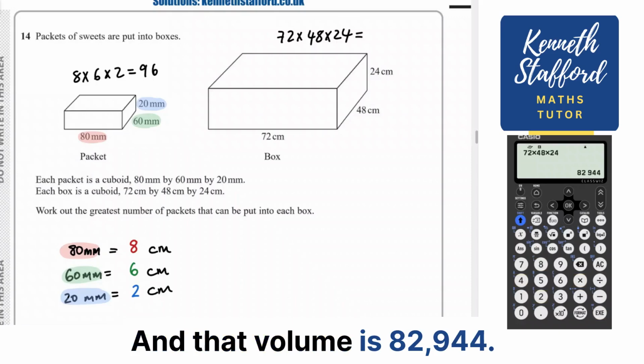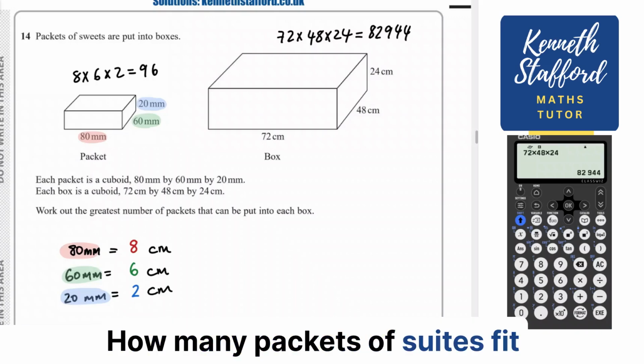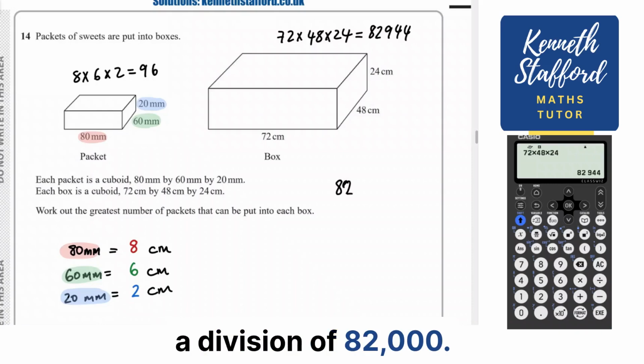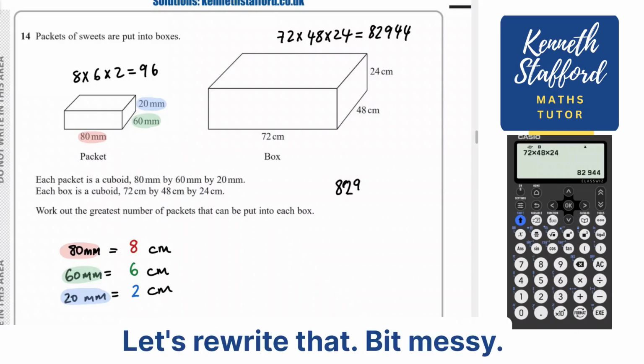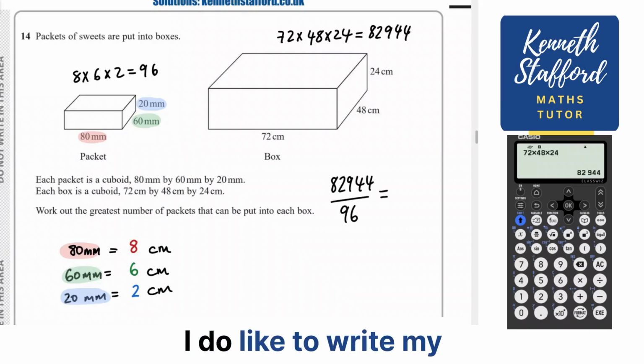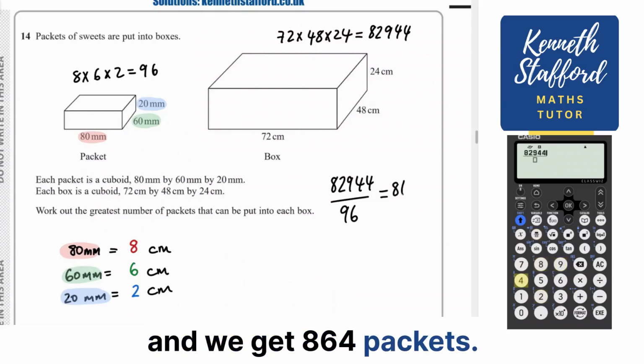And that volume is 82,944. So we could now figure out how many packets of sweets fit into the boxes by doing a division. Let's rewrite that because it's a bit messy. 82,944 divided by 96. I do like to write my divisions like that. And we get 864 packets.